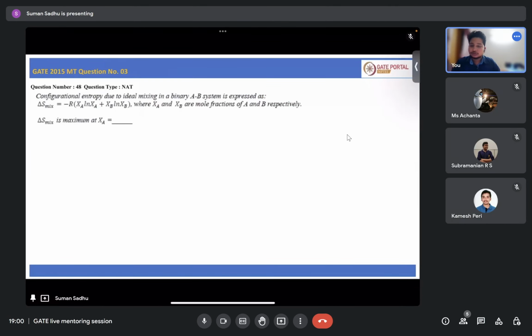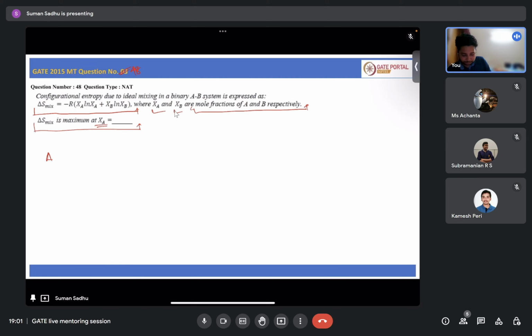So the question is question number 48 of GATE 2015. It states that configurational entropy due to ideal mixing in a binary AB system is expressed as delta S mix is equal to minus R (XA ln XA plus XB ln XB), where XA and XB are the mole fractions of A and B respectively. So delta S is maximum when XA is equal to, so how to calculate this?